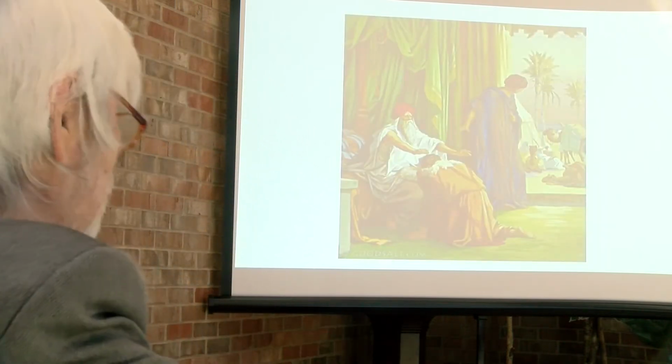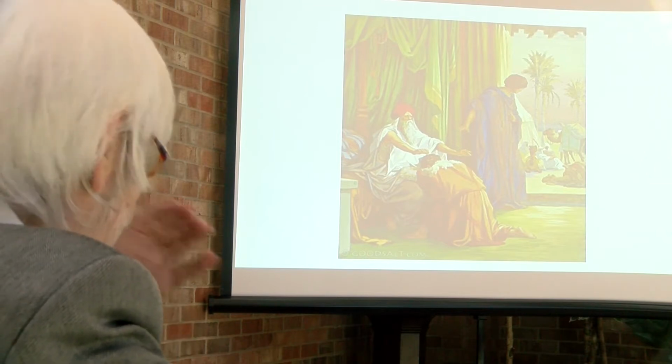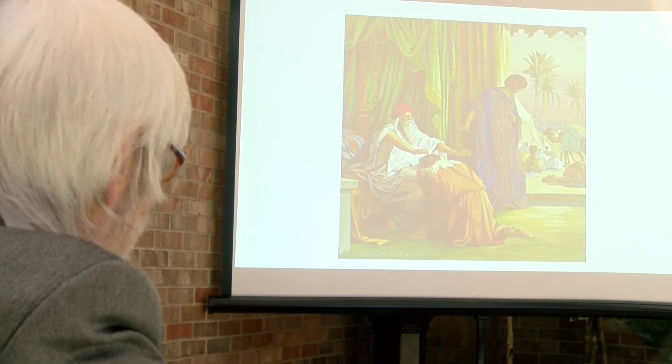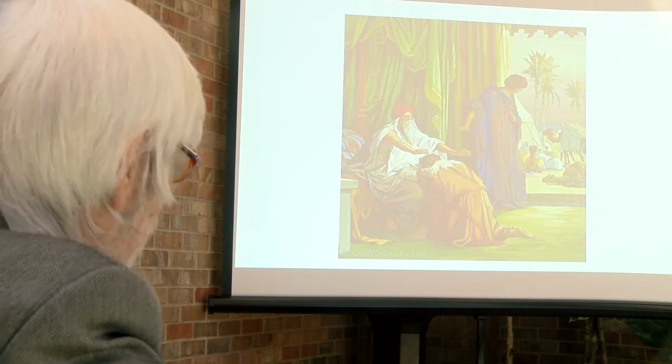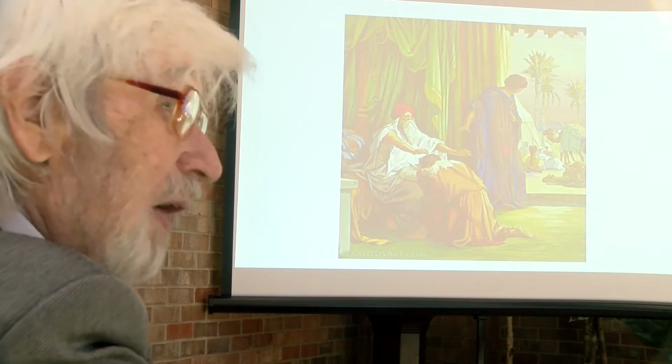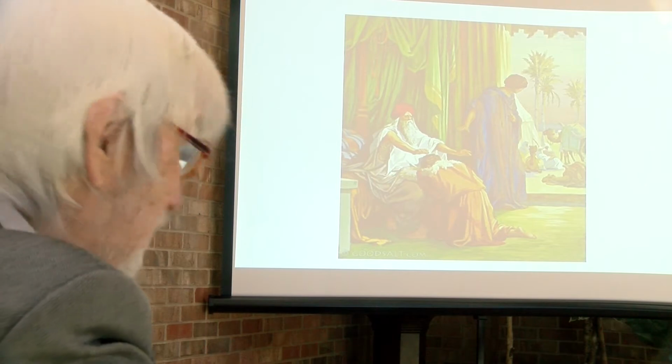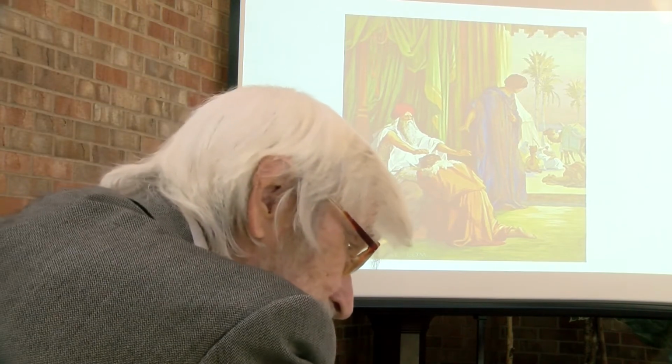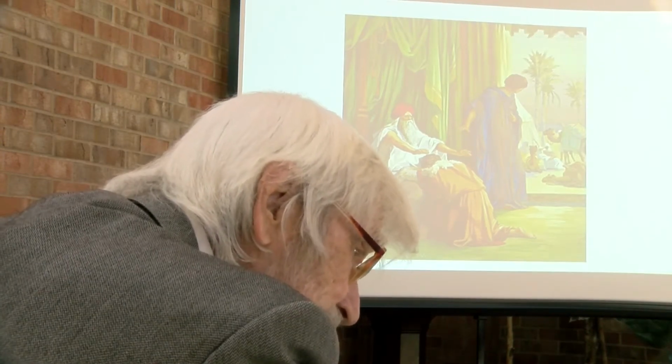And here's one of the most famous pictures that you can find of Isaac giving the blessing to Jacob. And what is Rebekah doing? Keeping a lookout to make sure that Esau doesn't come back. And somehow or another, they managed to get through this.